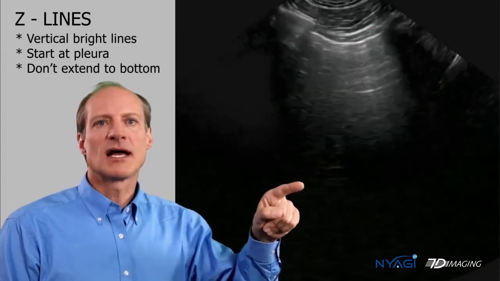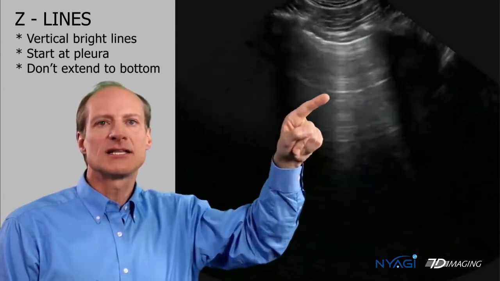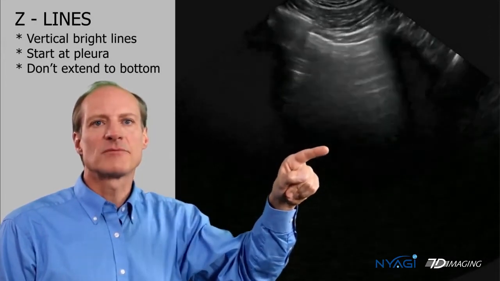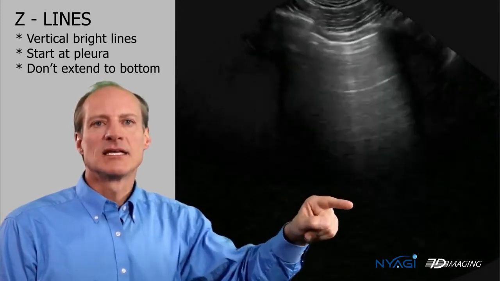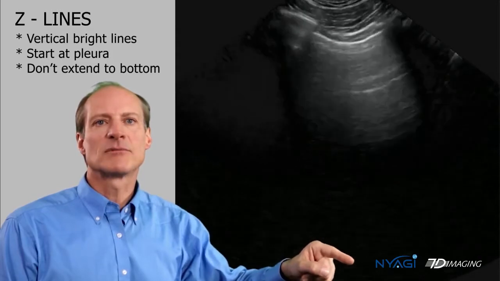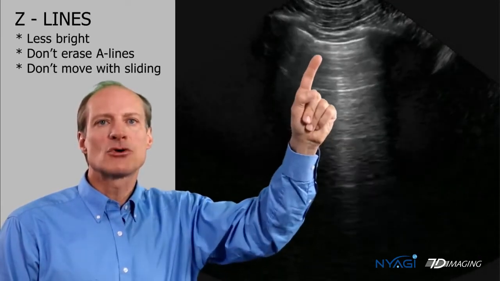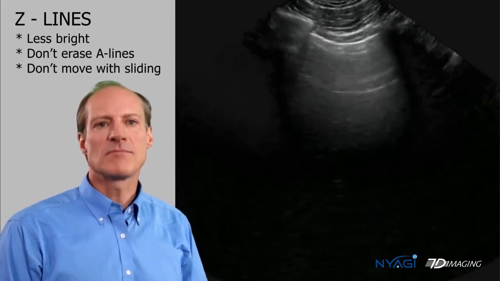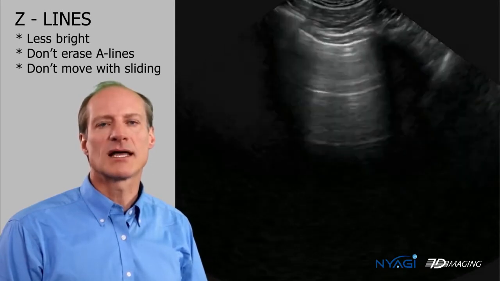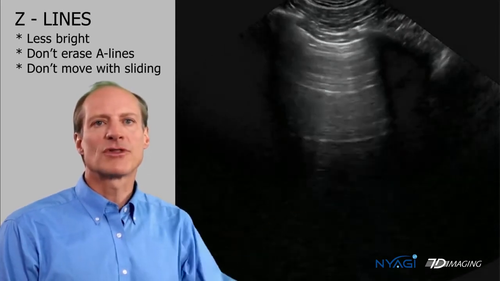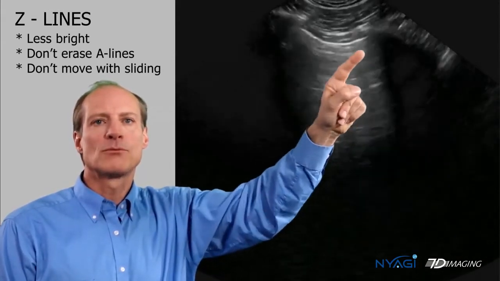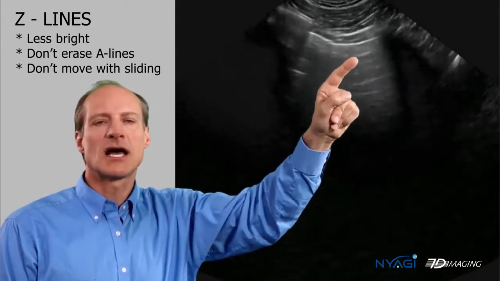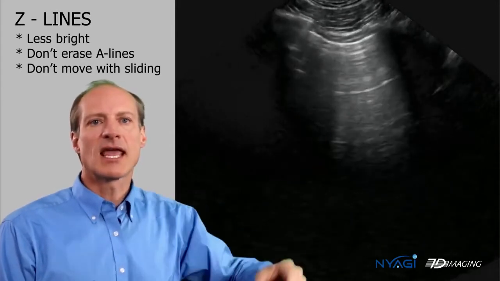A decoy of B-lines is something called Z-lines. Z-lines are also vertical lines that extend from the pleura, but they extinguish. They don't go very deep into the lung space. Certainly don't go down to the bottom of the lung field. Z-lines have no clinical relevance, but can be confused for B-lines. Again, it's important to look for the extension of the B-lines all the way to the base, sliding with the pleura as the lung slides, and erasing the A-lines.